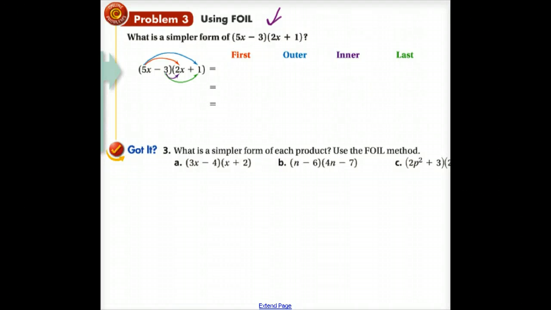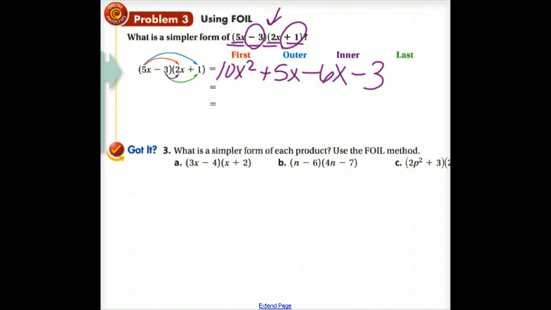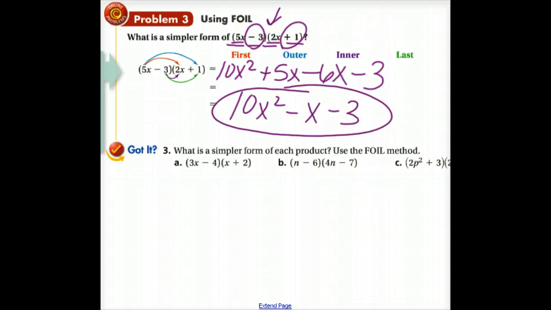So here's our 2 binomials. First terms, 5x times 2x, 10x squared. Outer terms, 5x times 1, plus 5x. Inside, negative 3 times 2x, negative 6x. Last, negative 3 times positive 1, negative 3. Combine like terms, 10x squared, 5 minus 6 is negative x. Oops. 10x squared minus x minus 3. Final answer.